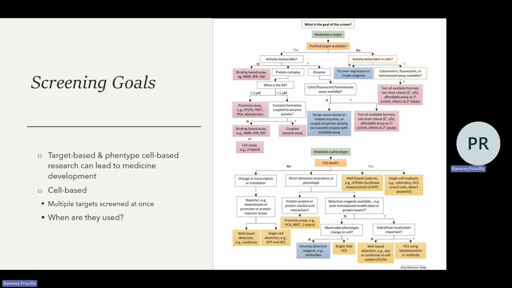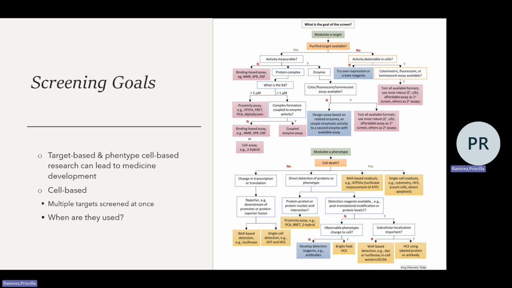So we'll talk a little bit about the screening goals. Like we talked about, you can do target-based and phenotype cell-based research, and the main goal of that is leading to medicine development. And this figure on the right is a possible decision diagram for selecting an HTS technology. It highlights some of the major considerations in the process.